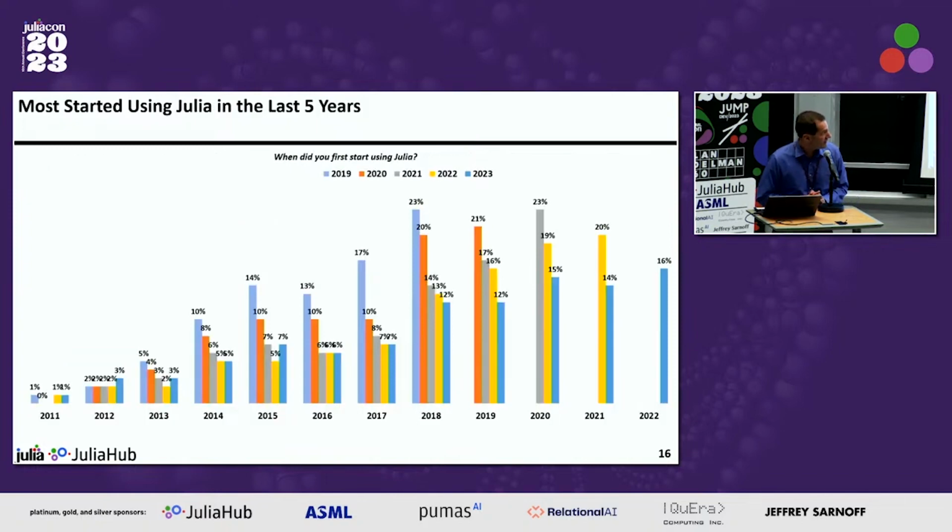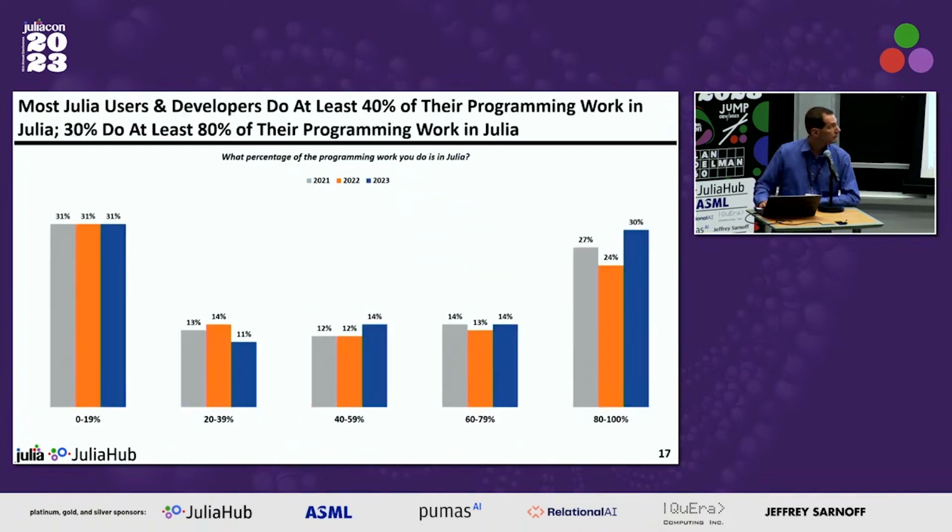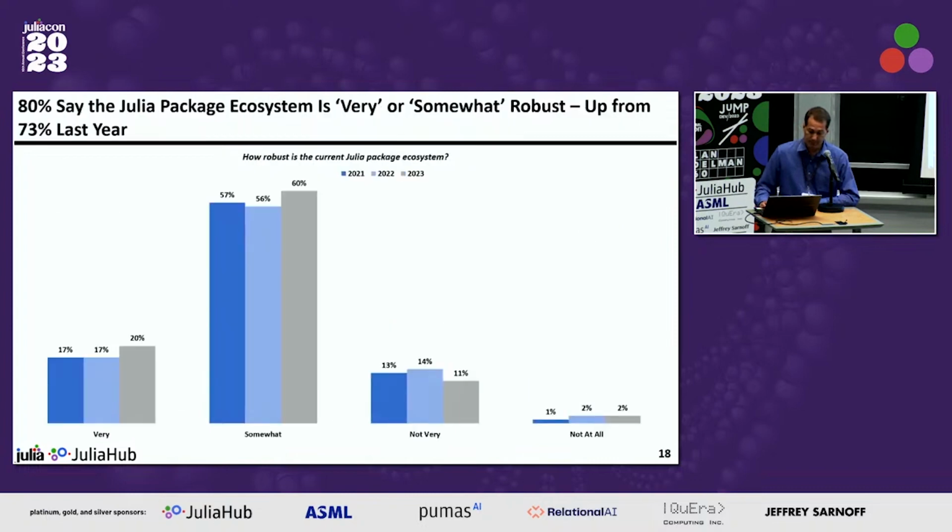When did you start using Julia? So the largest number started in the last 5 years. What percentage of the programming work you do is in Julia? So we're seeing an increase in the percentage who say 80 to 100%. And a decrease in the percentage who say below 40%. How robust is the current Julia package ecosystem? We're seeing an increase in the percentage who say very or somewhat, and a decrease in the percentage who say not very.